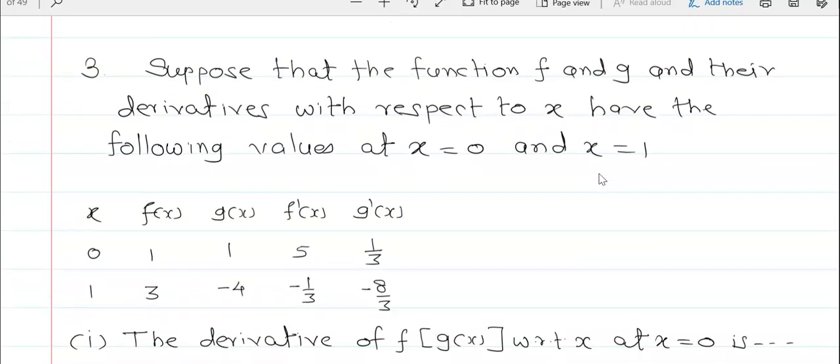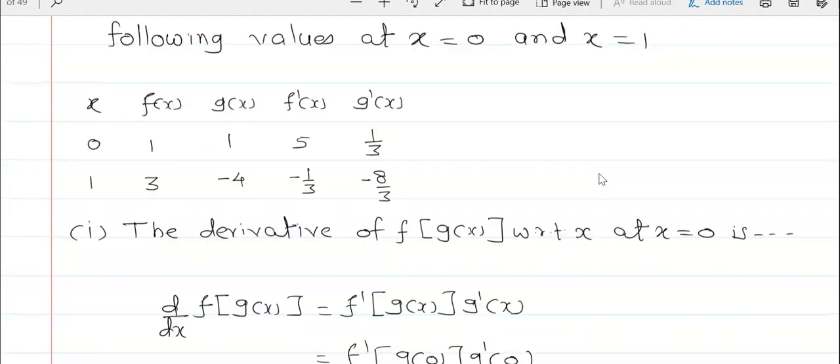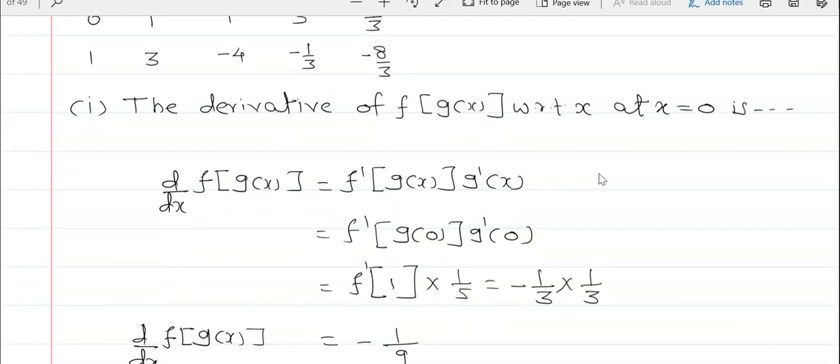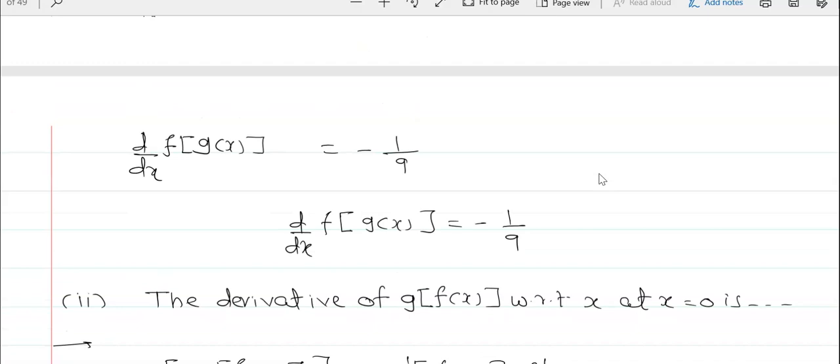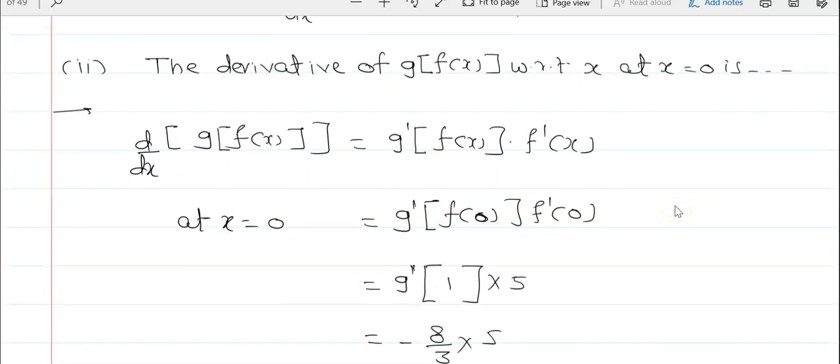And this is question number 3. If you want to write down the answer. Now see this, the first one. This is the second.